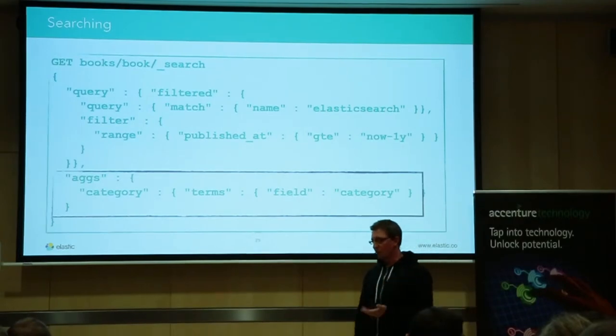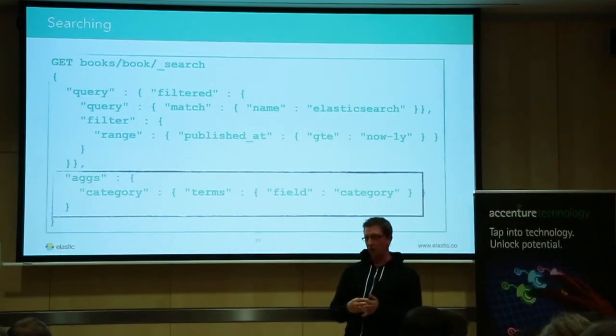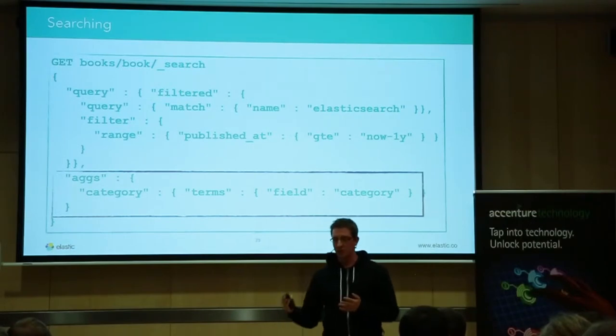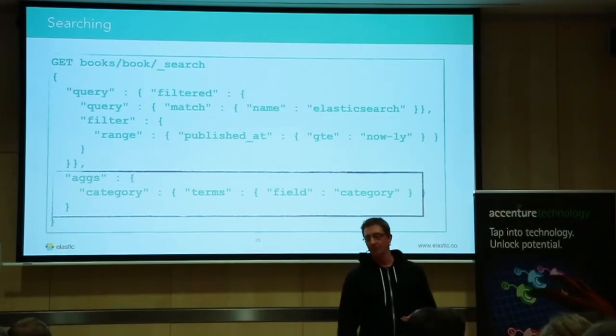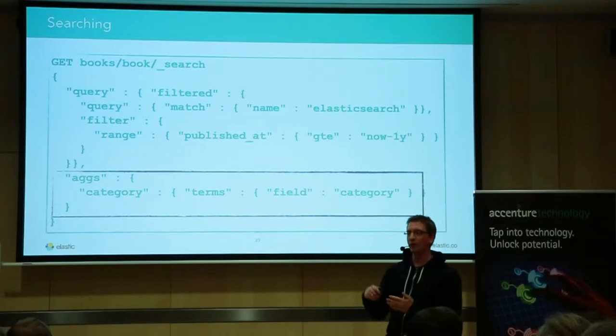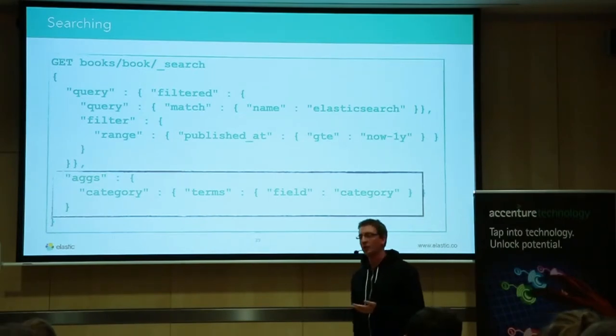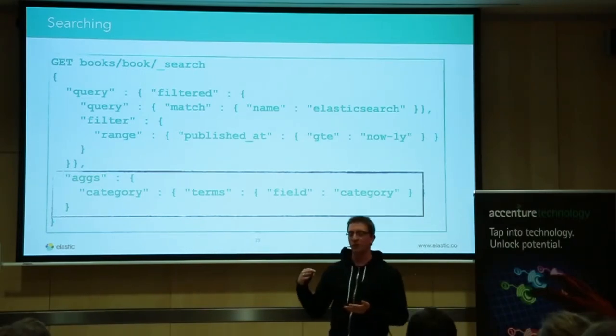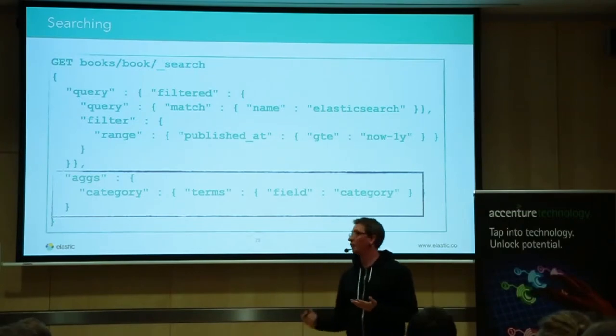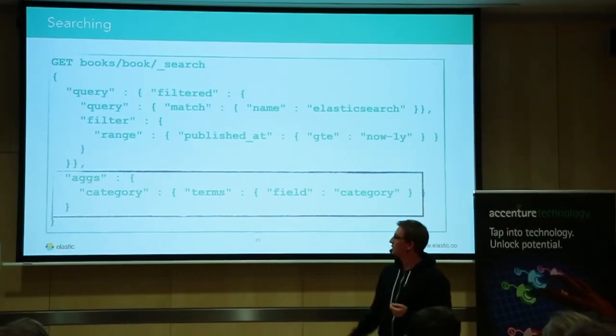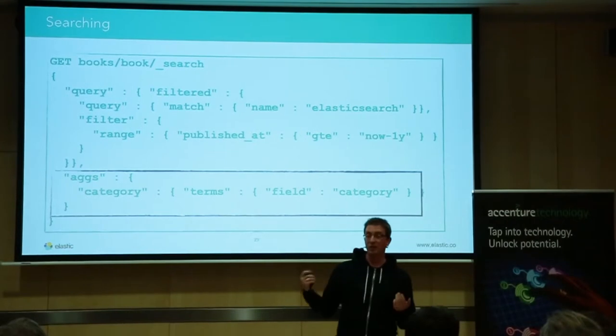Okay, that was a simple search. So far we basically only searched for books which contain Elasticsearch, and that's more than 1 year. But you can do more. I was talking about analytics capabilities at the beginning. So basically counting certain properties of the documents that have been hit as part of the query. So what you can do is you can add aggregations to your query.